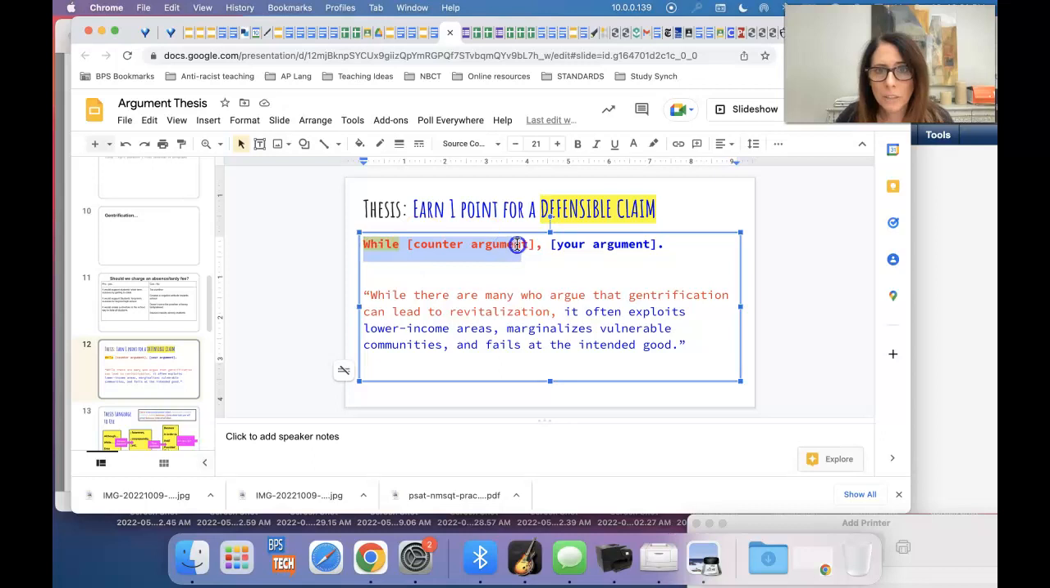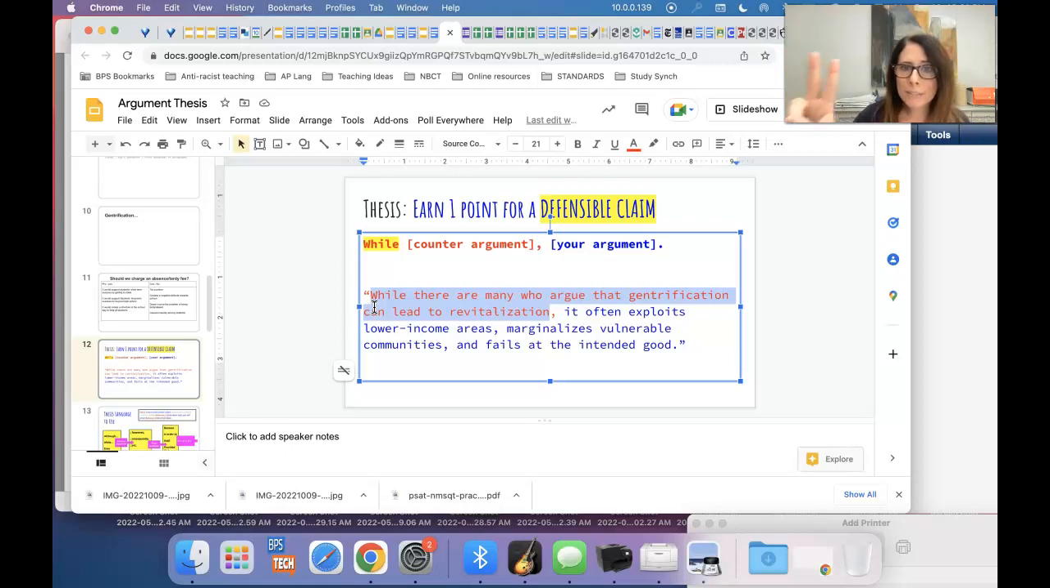You bring in the side you're not going to write about. You list your 3 universal ideas on the side that you are going to argue about. So for gentrification, while there are many who argue that gentrification can lead to revitalization or positive outcomes, it often 1, exploits lower income areas, 2, marginalizes vulnerable communities, and 3, fails at the intended good.